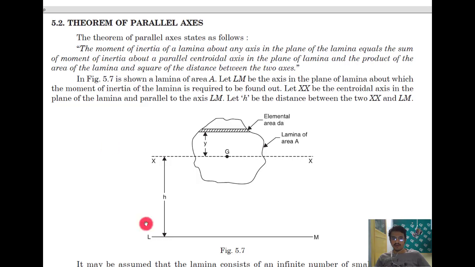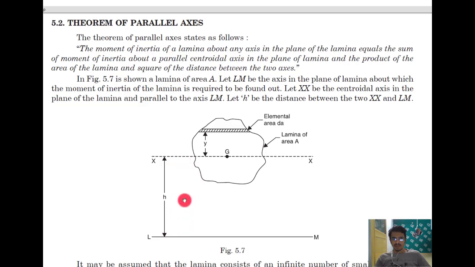So that is simply defined as: if we know the moment of inertia about this x axis, and we have to determine the moment of inertia about this LM axis. So the moment of inertia about the LM axis is equal to Ixx, and remember this Ixx is the moment of inertia about the centroidal x axis. So ILM is equal to Ixx plus A into h square.